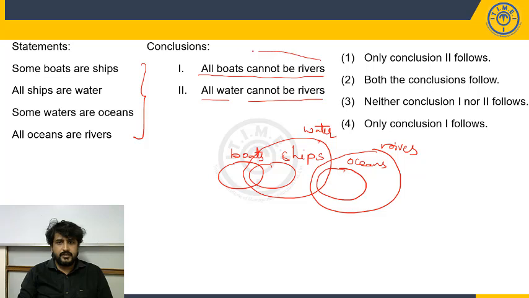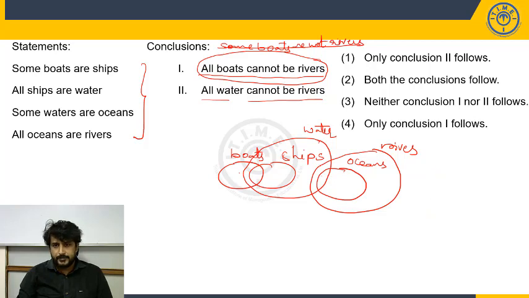So this statement can also be treated as some boats are not rivers. Or else, let us discuss directly. Can all the boats be inside the rivers? Just checking in that way. Because what they mentioned is all boats cannot be rivers. Can all the boats be inside the rivers? Is there anything wrong?